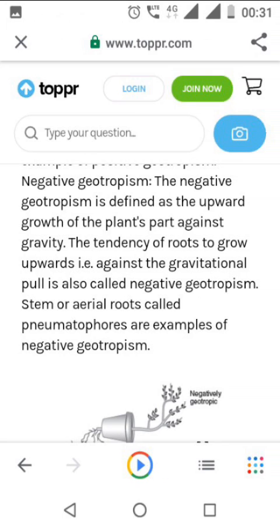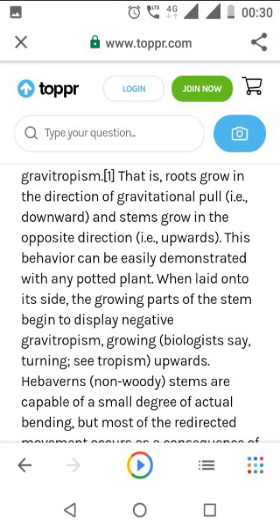Next, the fourth point I already told you, applications of Newton's law of gravitation: geotropism, or gravitropism. Geotropism has two kinds, negative and positive. Negative geotropism is defined as the upward growth of a plant part against gravity. The roots grow in the direction of gravitational pull, downward, and the stems grow in the opposite direction, upwards. This behavior can be easily demonstrated with any potted plant. So you can understand the concept of gravitropism or geotropism.